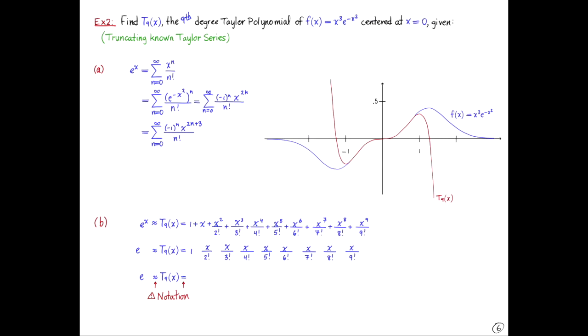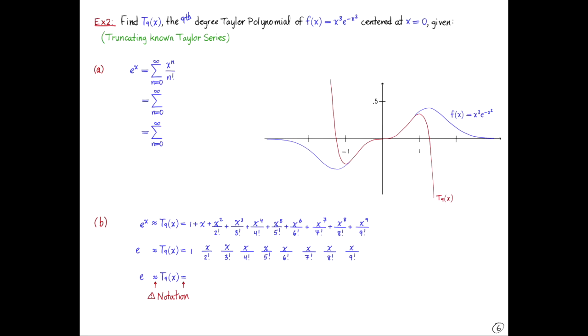We want to find the 9th degree Taylor polynomial of f of x equal to x cubed times e to the negative x squared, centered at x equal to 0. This question can be asked in 2 different ways. In part A, you're given e to the x in sigma notation, and in part B, we're given an approximation to e to the x by writing out the terms in its expanded form.